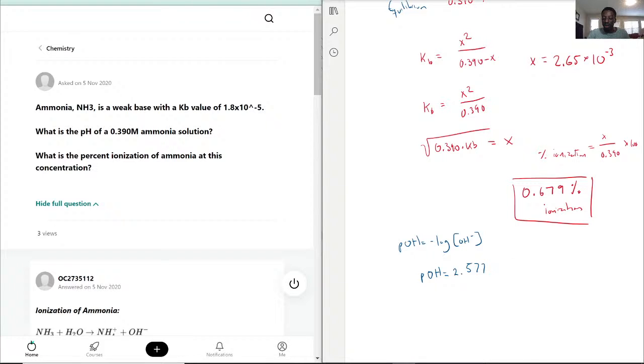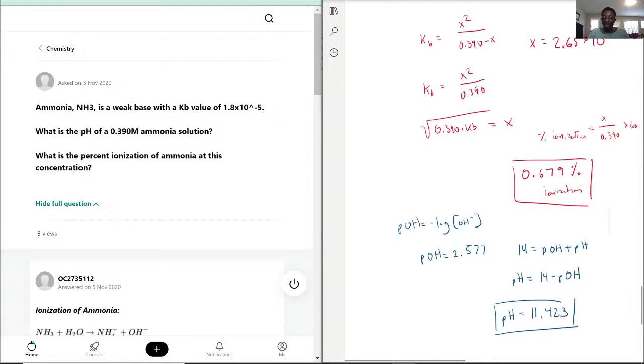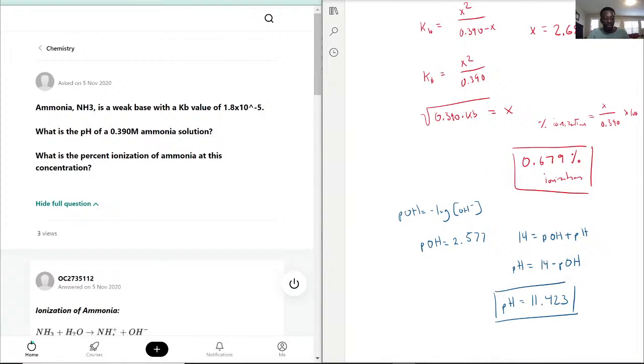So to find pH, in this case, 14 is equal to pOH plus pH. So if we organize that, pH is equal to 14 minus pOH. So 14 minus the answer we just got, the pH for this question is 11.423. And so there you have it. We've now been able to give you not just the percent ionization, but the pH as well.